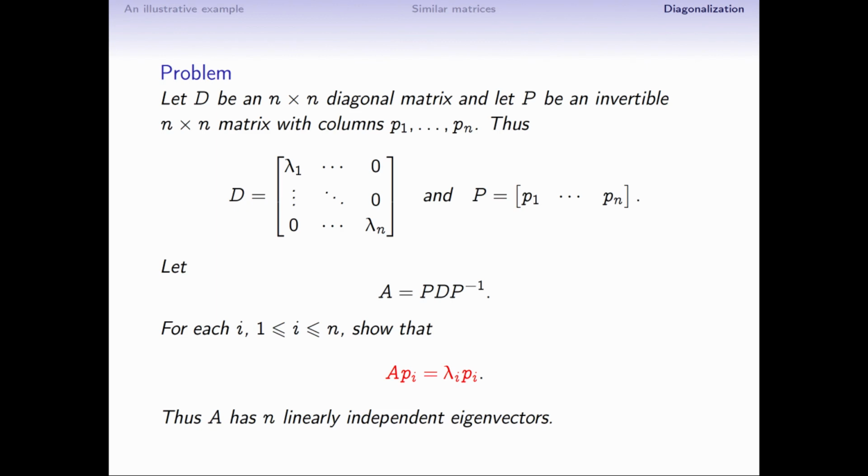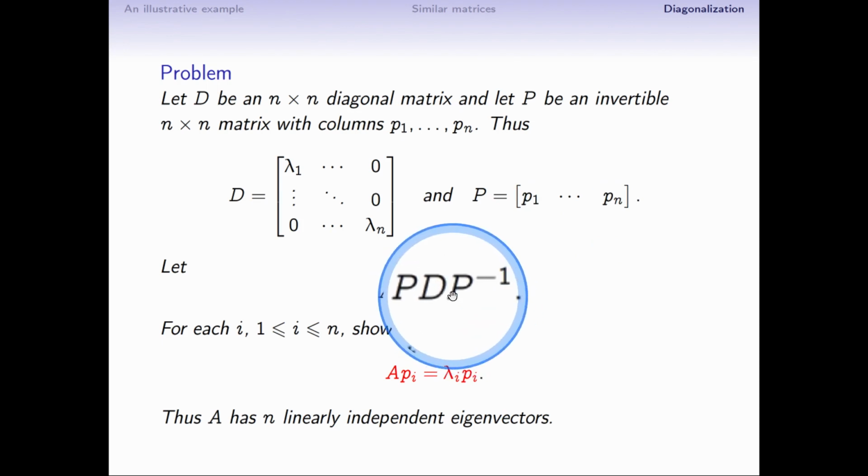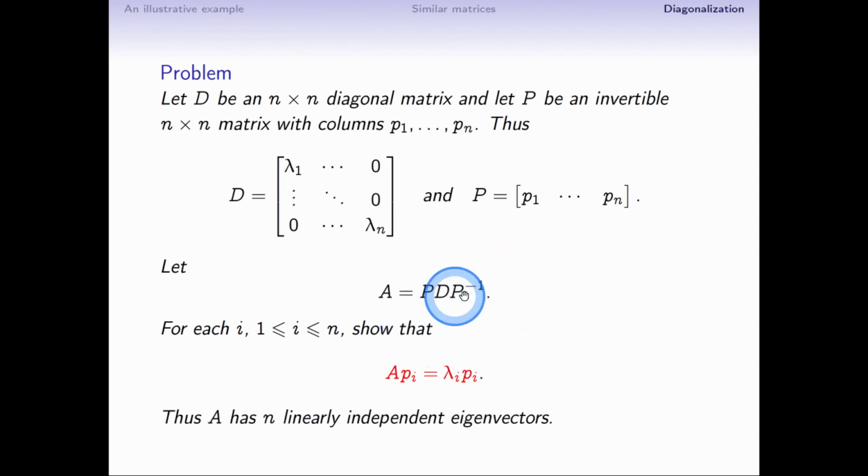So let D be an n by n diagonal matrix, and let P be an invertible n by n matrix with columns P1 through Pn. Now, I'm going to let the entries along the main diagonal of D, I'm going to label them lambda 1 through lambda n, and we can see here our matrix P is being represented by its columns P1 through Pn. Now, we're going to let A be the matrix P times D times P inverse.